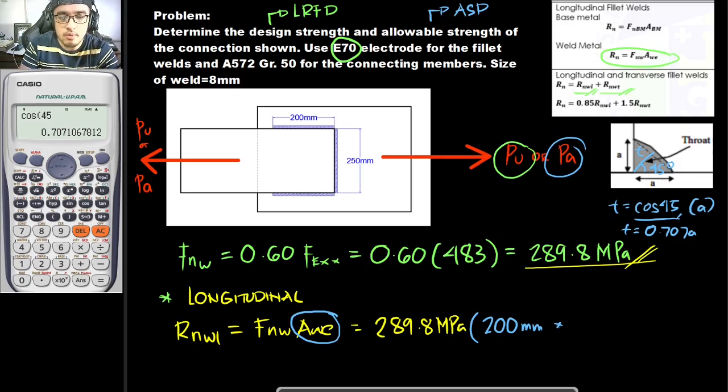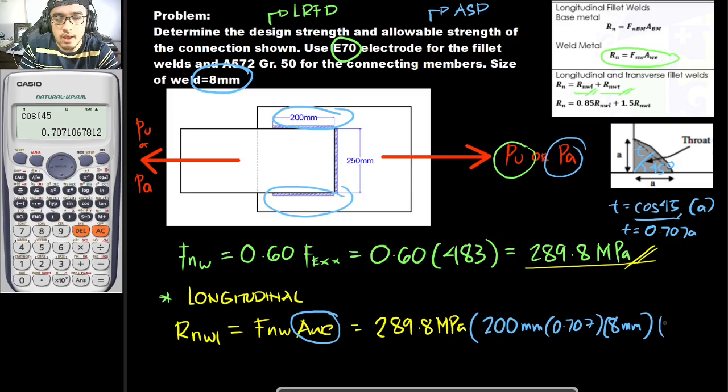So we would be multiplying this by 0.707A. And our A right now is to be 8 mm. So times 8 mm. But take note, guys, that we would be having two longitudinal welds. So we would be multiplying this by 2.